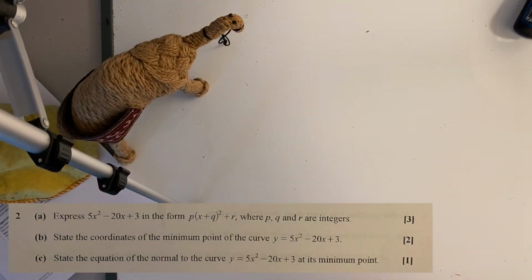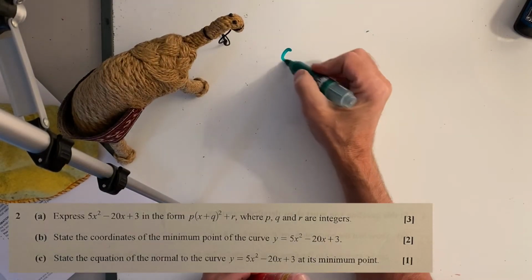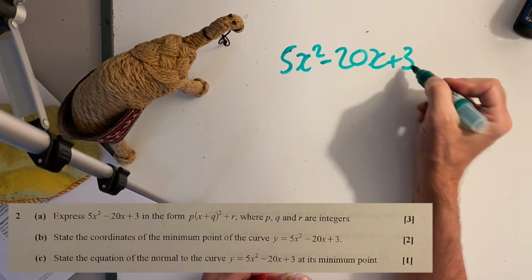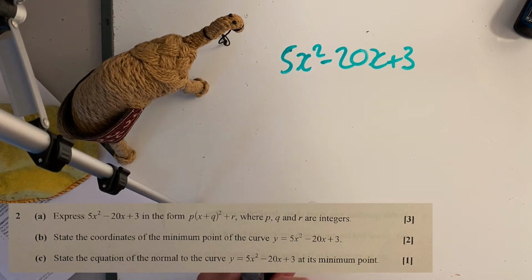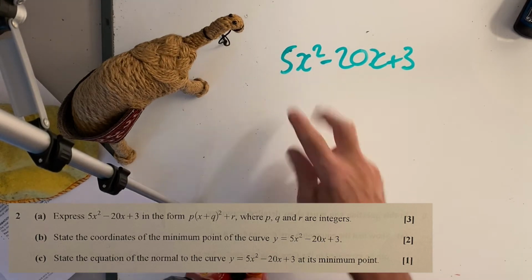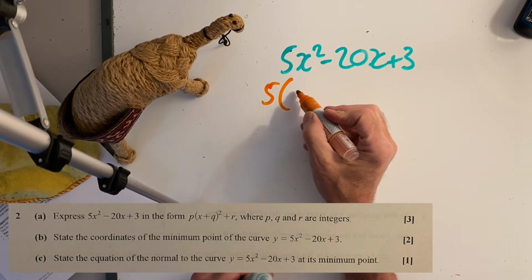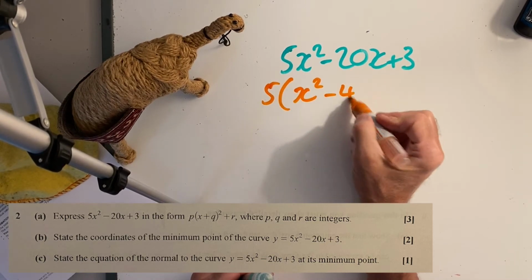So question 2, express 5x squared minus 20x plus 3 in the form you can see. This is completing the square. I'm going to deal with these two terms, take 5 out. You can see 5 goes into both of them, so that's kind of neat. So I get this.